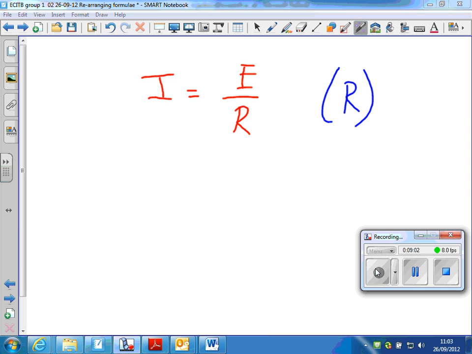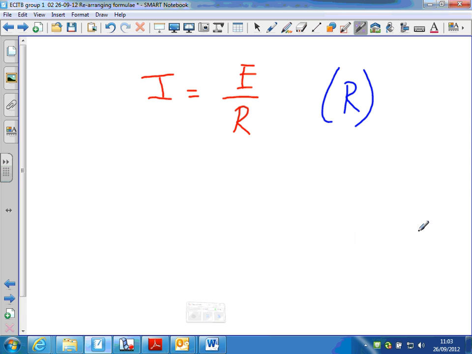Here's another formula. This is Ohm's law, but actually written in a slightly different way, and the letters E and V for voltage are interchangeable. E is often used in electronics to represent the EMF. So I equals E over R could easily be another representation of the formula.